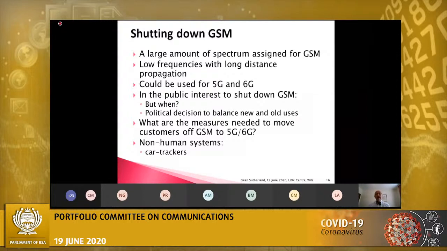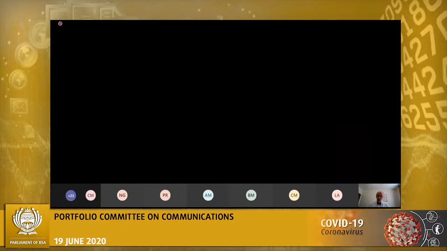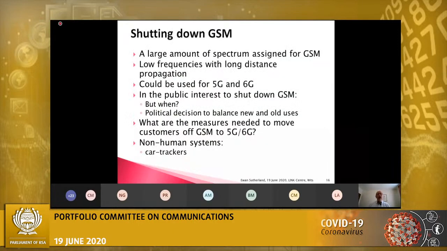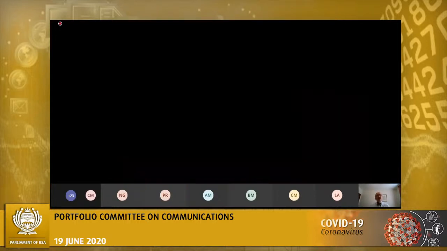I hate to draw the parallel, but one of the parallels might be set-top boxes. You might have to go out and find older customers. I say that as someone who's in his 60s, older customers who might want to be persuaded to give up their GSM phone and take something more modern. When do you do it? What's the political decision to balance the old uses and the new uses? And what interventions would you make to encourage customers to move to those new generations?